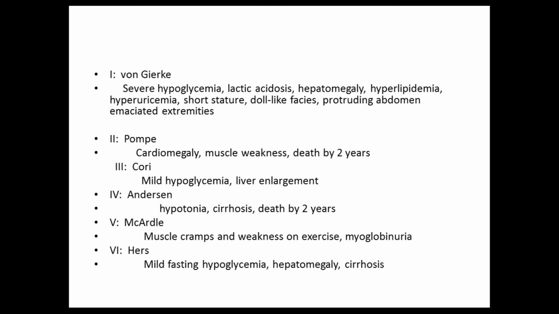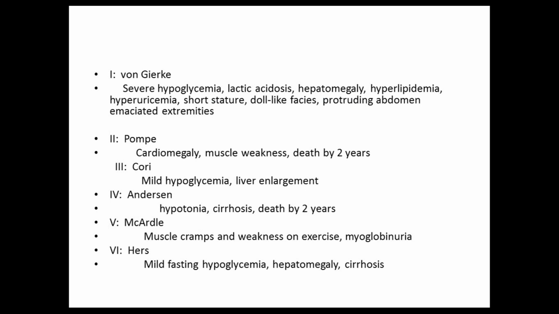And now we are going to talk a little about these diseases. In von Gierke there is severe hypoglycemia, lactic acidosis, hepatomegaly, hyperlipidemia, and hyperuricemia. Severe hypoglycemia is because of the deficiency in two pathways: gluconeogenesis and the breakdown of glycogen to glucose, glycogenolysis. Lactic acidosis is because of fat metabolism, and hepatomegaly is because glucose is stored in the liver, and also because glucose is osmotic and it stores water with it.